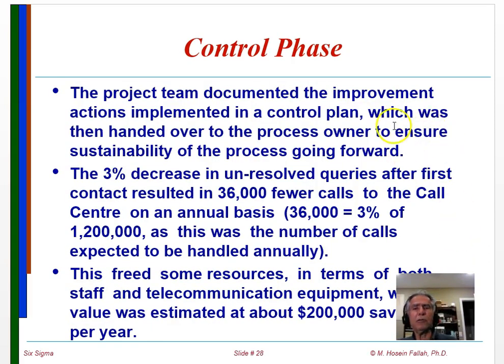And that brings us to the control phase, where they documented those actions in a control plan, which was then handed over to the process owner to fully deploy and make sure that it is sustained over time. They also looked at the 3% reduction in calls, the improvement they had achieved, and based on the total volume of calls coming in to the call center, that corresponds to 36,000 fewer calls as a result of the improvement, because they had an estimate of 1.2 million calls coming in annually.